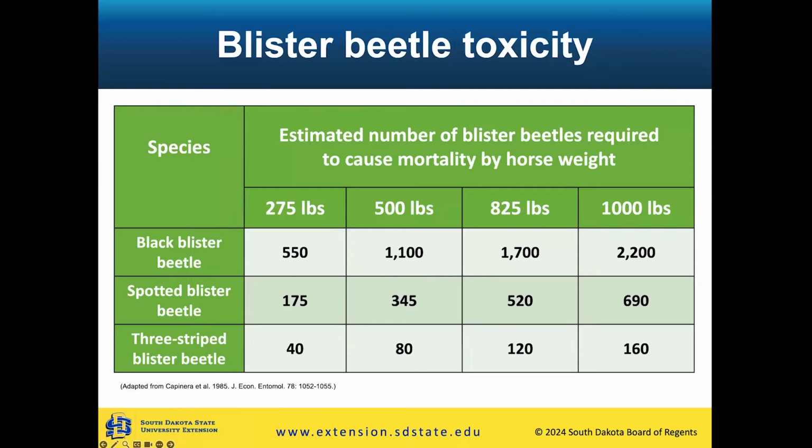Spotted blister beetles have a little higher concentration, so they'd only need to eat a little less than 700 of them. I mean, if they ate some of these, they could get sick, but this is for it to actually be fatal to that animal. And then the 3-striped blister beetle is the most toxic that we have here in the state, and you'd only need about 160 of them to cause death. So as I said, they can certainly get sick from eating any quantity of these things, but this is when you'd have so many that they would actually cause the death of that animal.